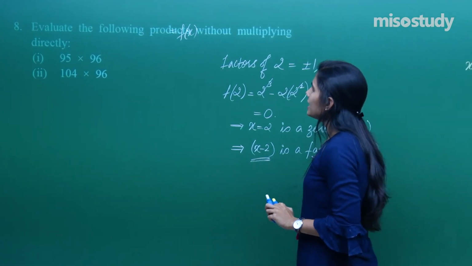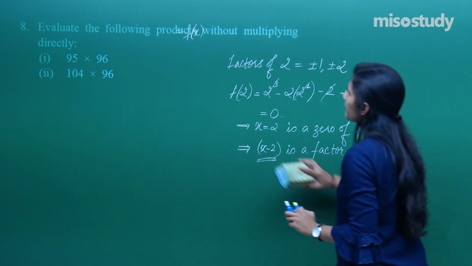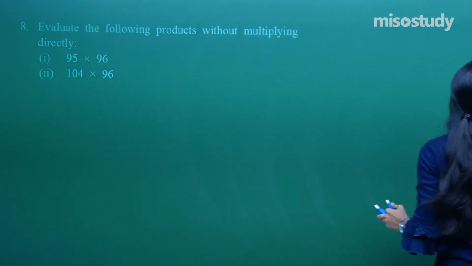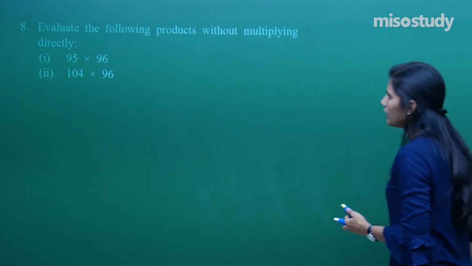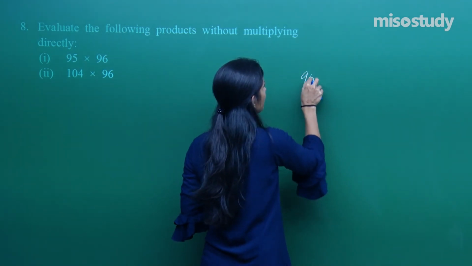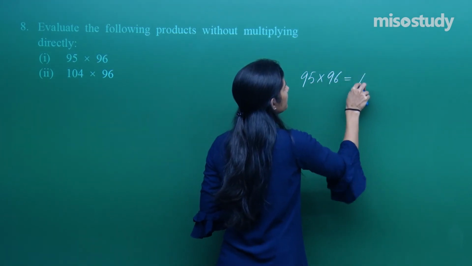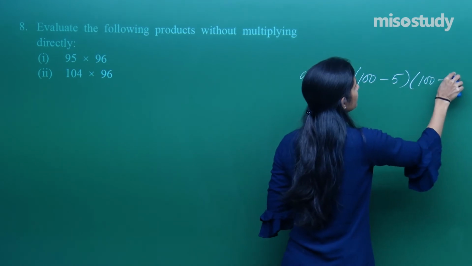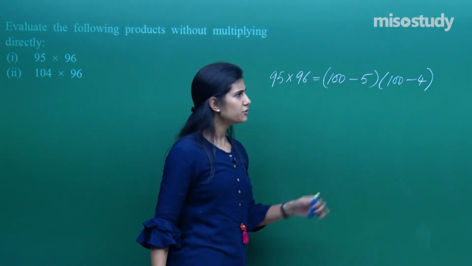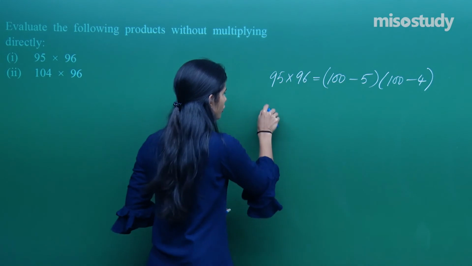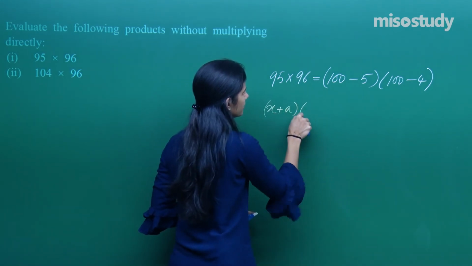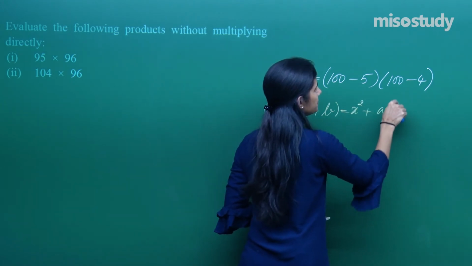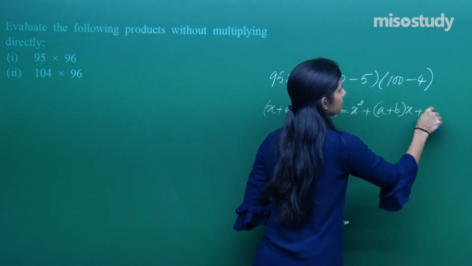Next question says that evaluate the following products without multiplying directly. Okay, let's do that. Here if you see, you have 95 into 96. Now 95 can be written as 100 minus 5 and 96 can be written as 100 minus 4. Can you recall something from here? If you can recall this identity, x plus a into x plus b is x square plus (a plus b)x plus ab.